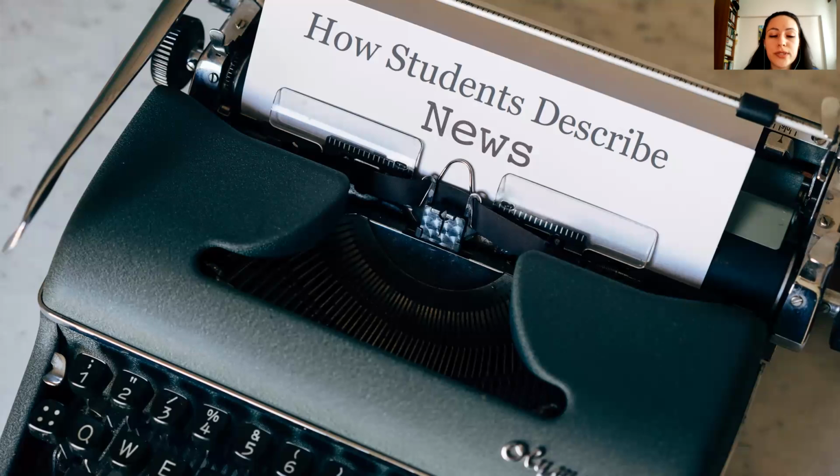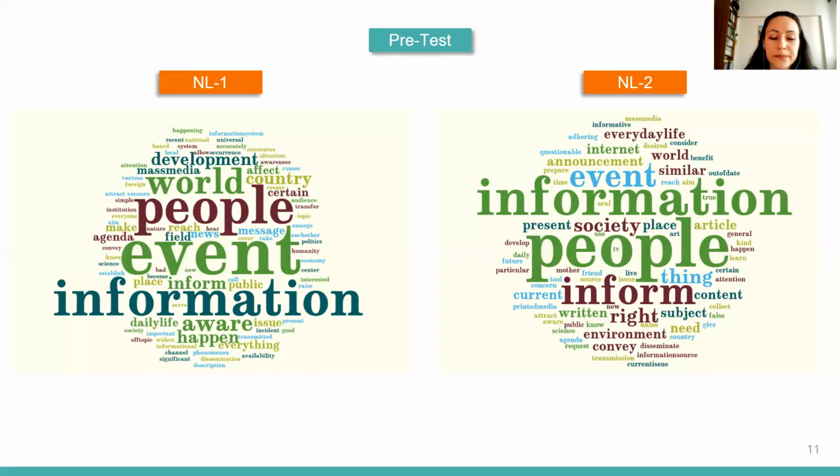And how students describe news. In order to see the students' perceptions of the news more closely, we asked what they understood from the news and how they defined the news accordingly. Let's take a look at the words in their definitions.